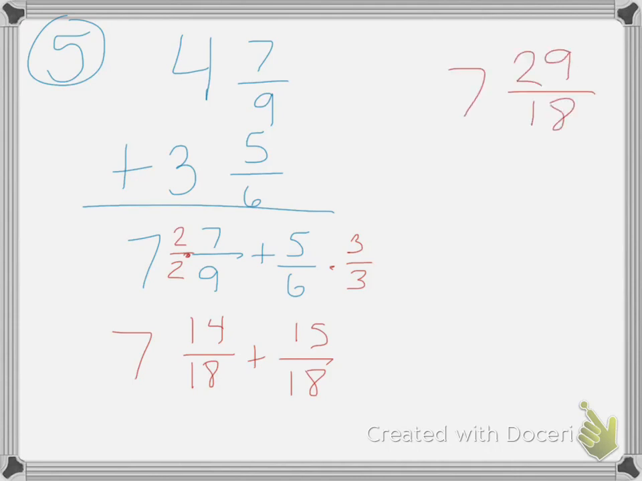So if you notice the fraction now, the numerator is bigger than the denominator. And so actually I can bump this up 1 and change this to be 8, and then 29 minus 18 will leave me with 11 over 18. So 8 and 11 over 18.